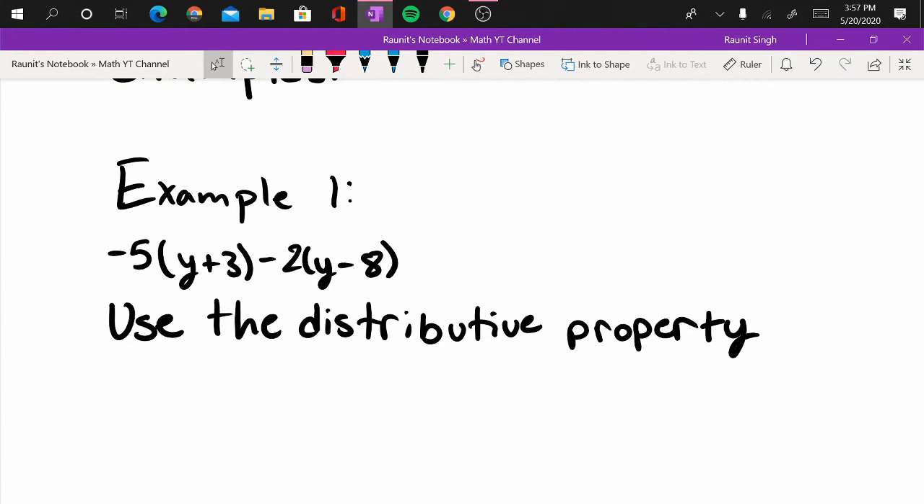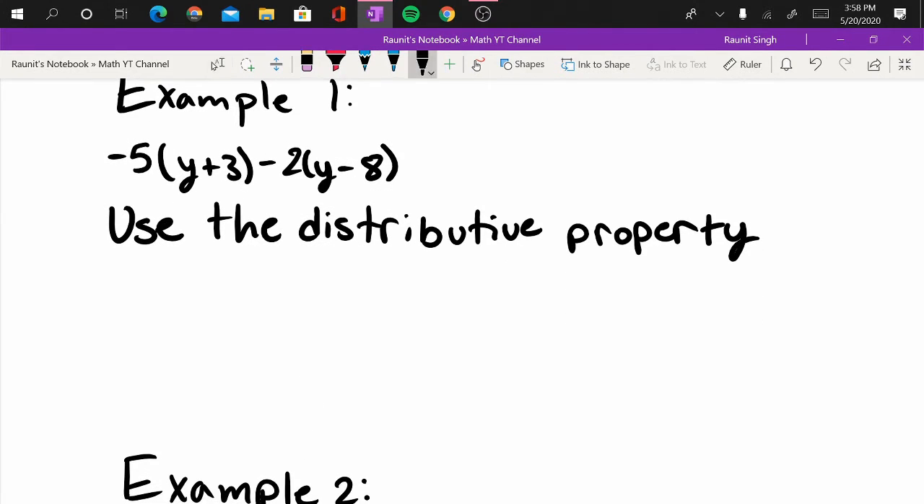Example 1. Negative 5, parentheses, y plus 3, parentheses, minus 2 times y minus 8. Okay? So, you know that we're going to have to use the distributive property. If it doesn't have a negative sign next to it, it basically means it's a plus. Since this doesn't have a negative sign, it's a plus. But this has a plus sign next to it, so obviously it means a plus.